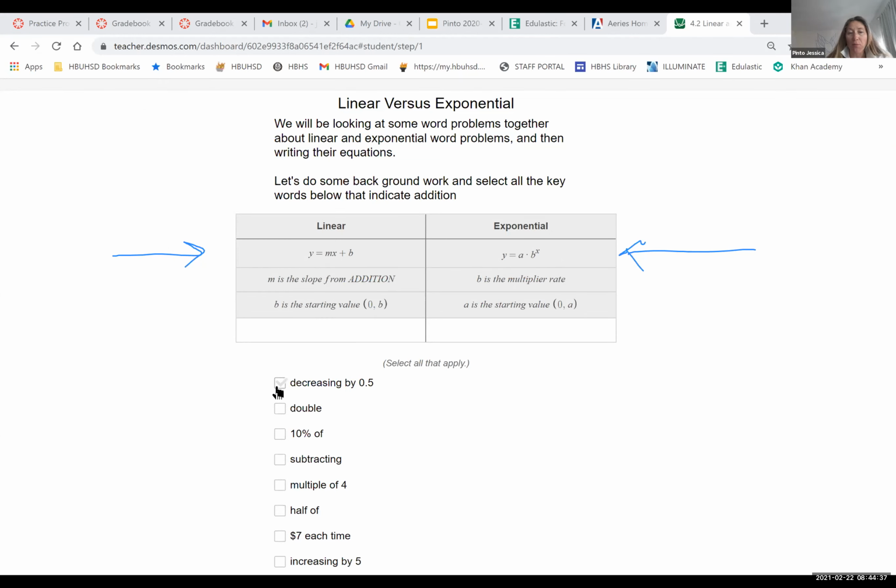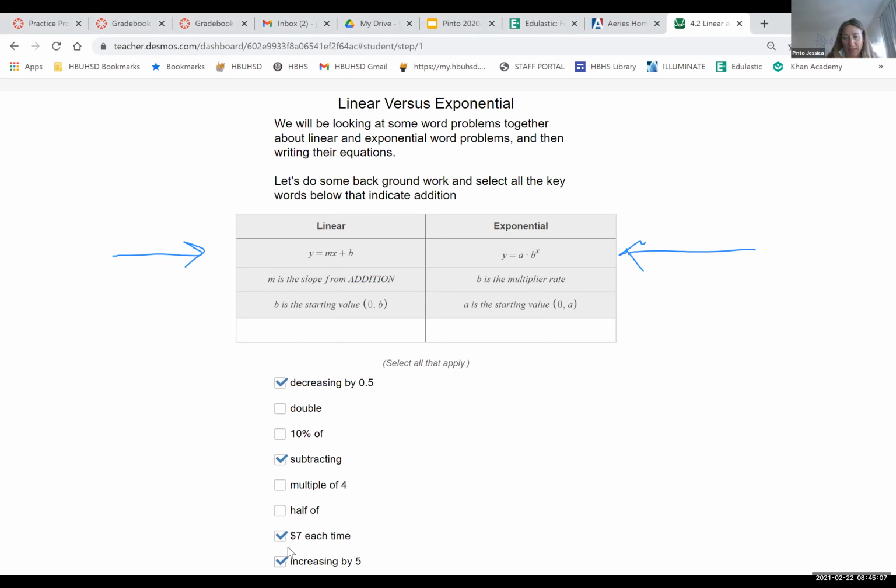So decreasing by 0.5, they're telling me a specific value. Double means times by 2. 10% of, well, I need to know what that percent is of. And so that is, again, multiplication, just like doubling. Subtracting is the same as adding a negative. Multiple of 4 means times by 4. Half of, so I need to know the beginning number. So that's multiplication. $7 each time, that's addition.